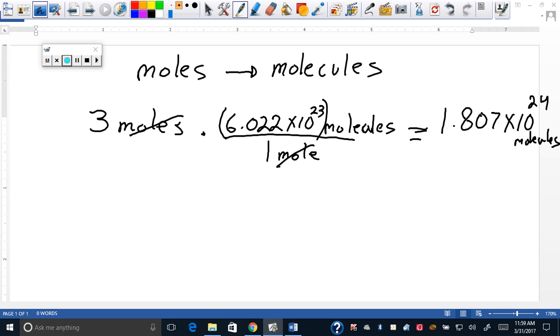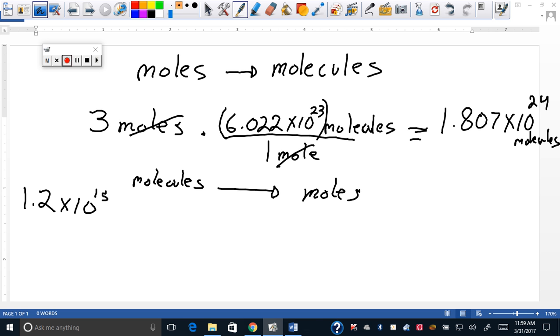All right? Now, let's say I want to go backwards. Let's say I have molecules, and I want to know how many moles that will make. So let's start out with something, I don't know, 1.2 times 10 to the 15 molecules. You usually see a big number when you get molecules. Always put scientific notation things in parentheses. I want to convert that to how many moles.